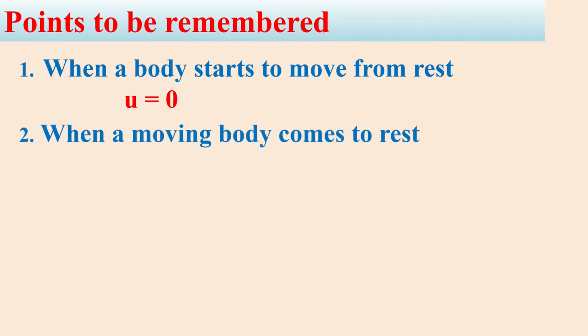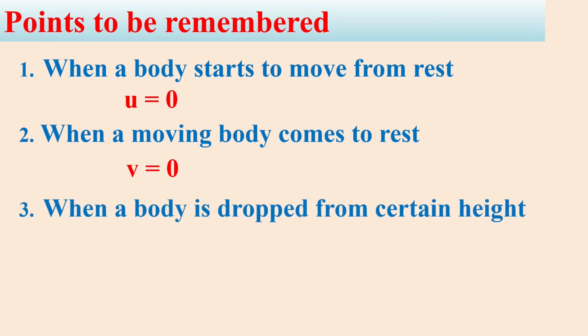Second case may be written this way: when a moving body comes to rest, or like this also, a car is moving with a certain velocity but the brake is applied and it is stopped. If a moving body is stopped, final velocity v becomes 0. You have to remember this. Directly, final velocity is 0 may not be written in the numerical problem.